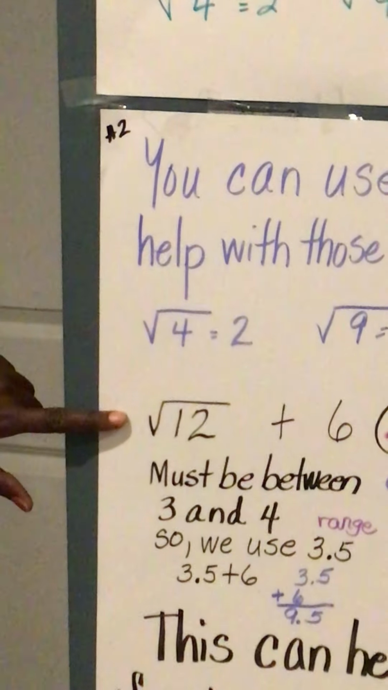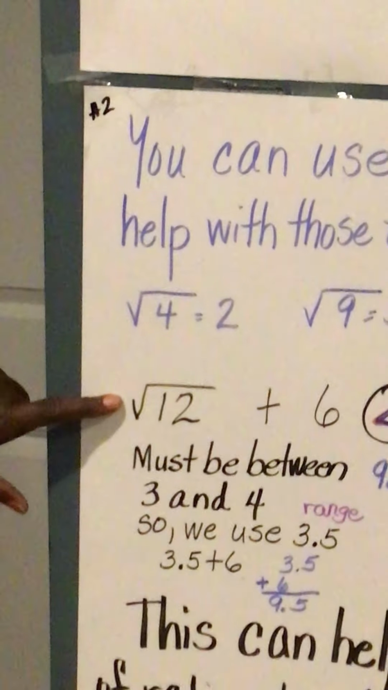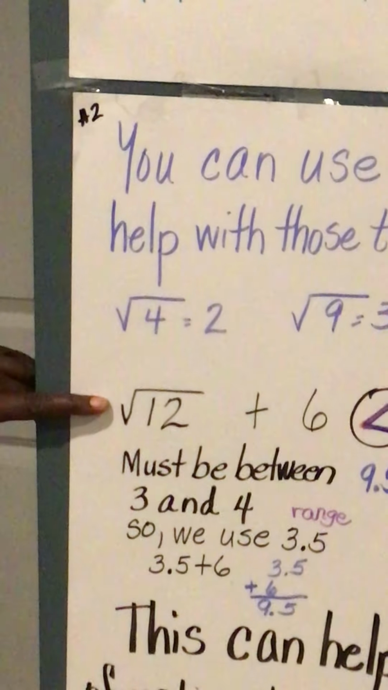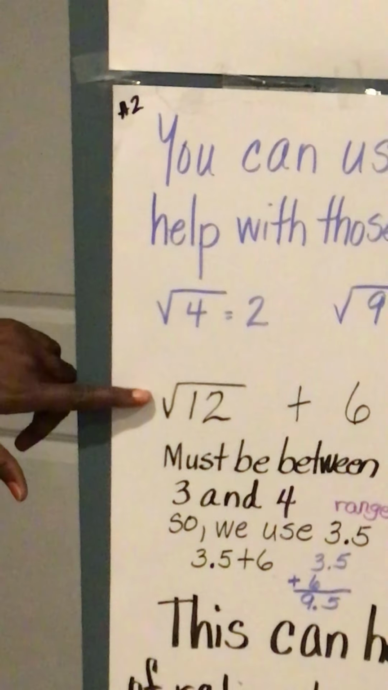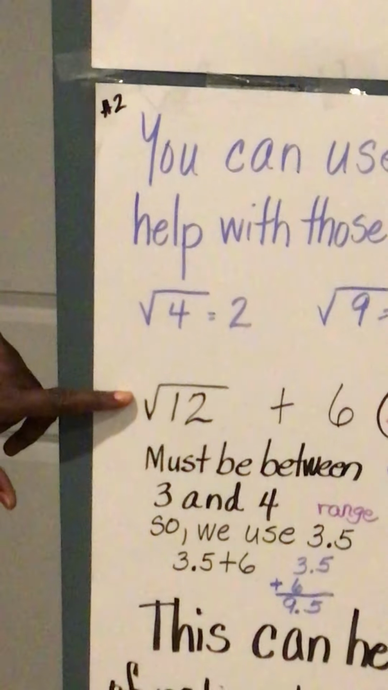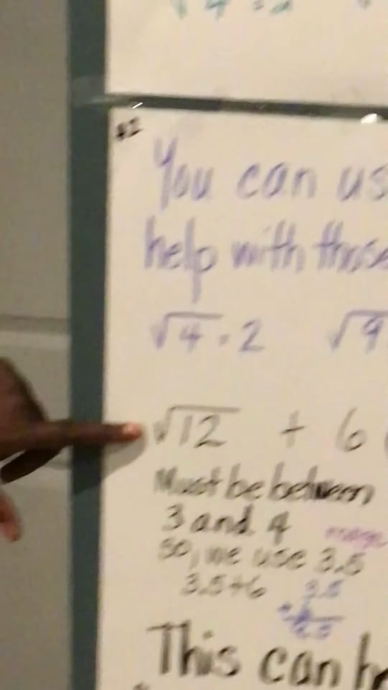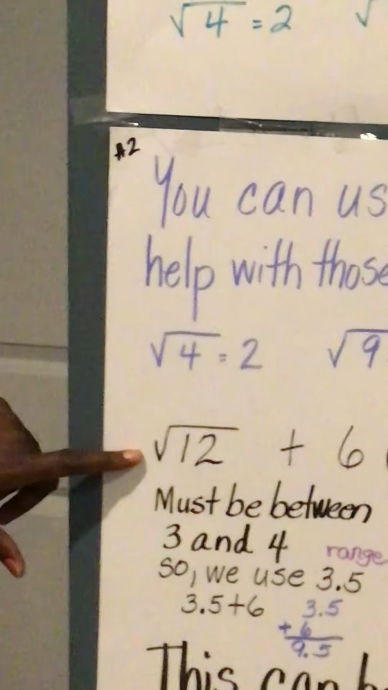First thing I need to do when I see that square root of 12, I got to think, is 12 a perfect square? What two numbers can I multiply together that will give me 12? Nothing. It's not a perfect square. So I've got to get as close to a perfect square as I possibly can in order to solve this.